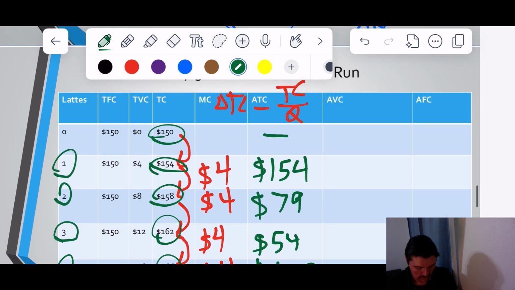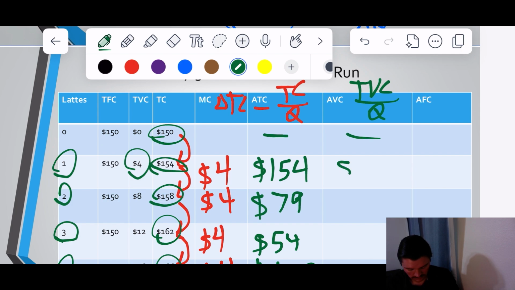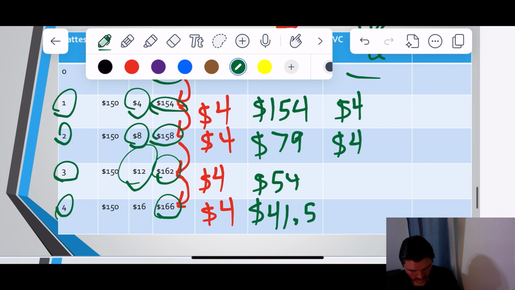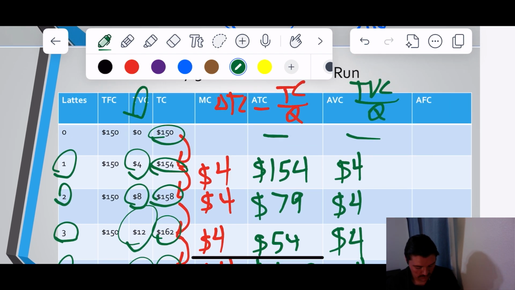So that's how we find the average total cost divided by that quantity. For the average variable, you're doing the same idea. You're taking the total variable cost and dividing it by the quantity. We're going to skip the first one because you can't divide by 0. And then you'll do 4 divided by 1. That's 4. You'll do 8 divided by 2, which is 4 again. You'll do 12 divided by 3. That's 4. And you'll do 16 divided by 4, which is 4. Okay. Again, we're taking the total variable cost numbers and then dividing it by how many we're doing.